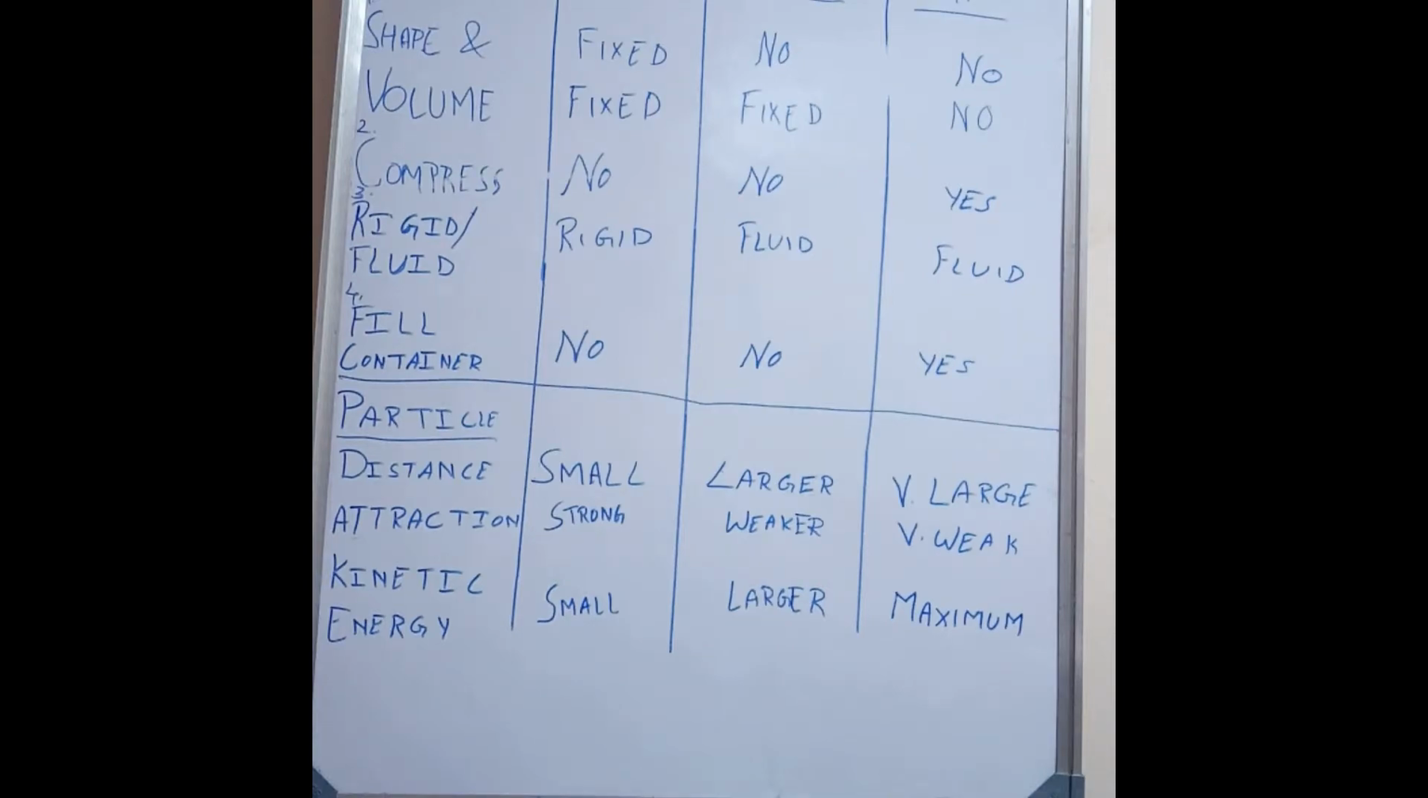Now let's talk about the three matters and compare them at particle level. 1. Solid. Distance between the particles of solid is very small. Force of attraction between the particles of solids is very strong, and kinetic energy of the particles of solids is small.